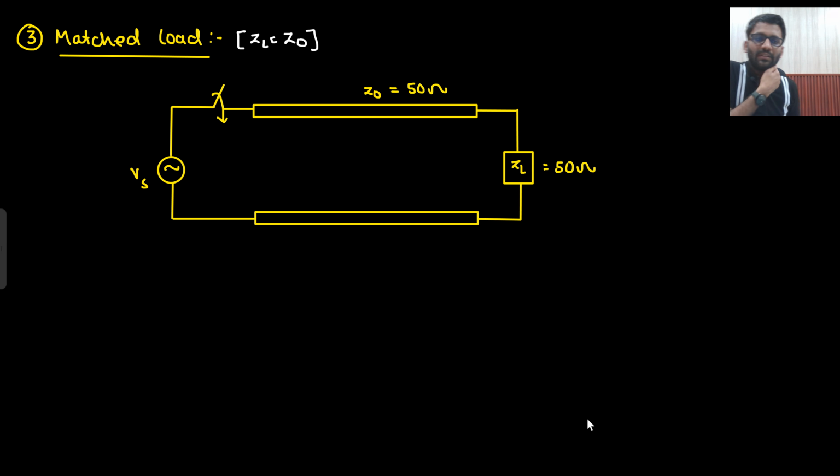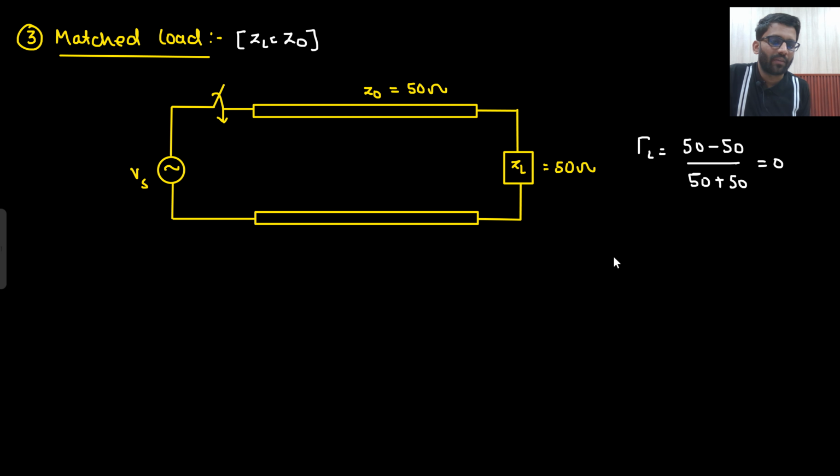Now what about this? ZL is equal to Z naught, a matched load. This is known as a matched load. So what will be your gamma L? That would be 50 minus 50 upon 50 plus 50, so gamma L will be 0. So there is no reflected wave, and that means there is no standing wave pattern. What I mean to say is that the standing wave ratio I will not even define. Or you can define it as well: the standing wave ratio will be 1, because it is 1 plus gamma upon 1 minus gamma.